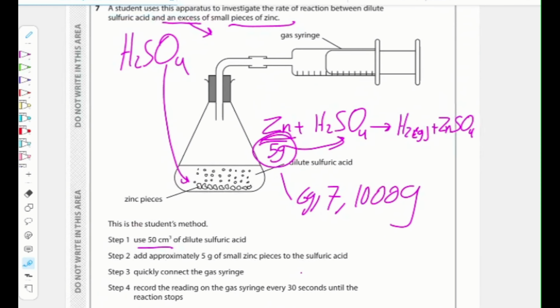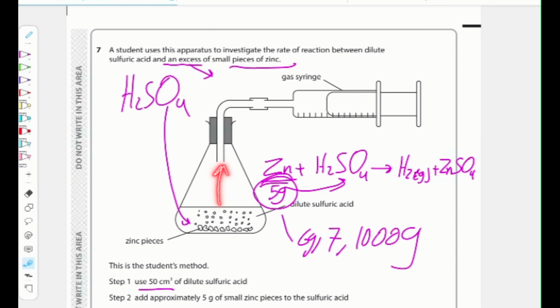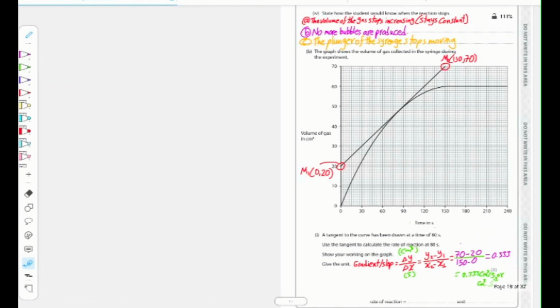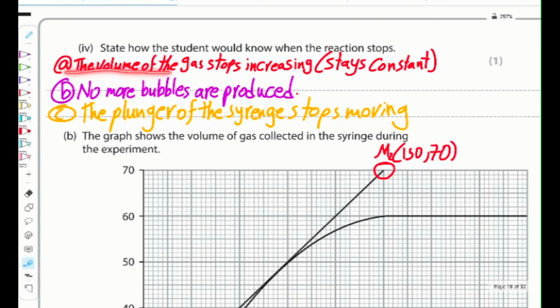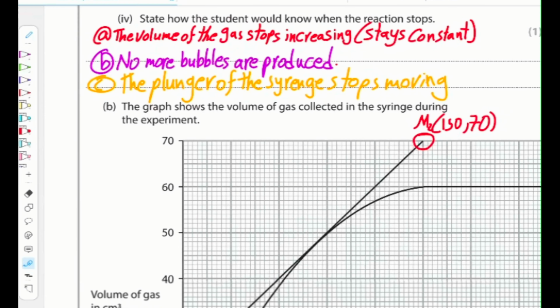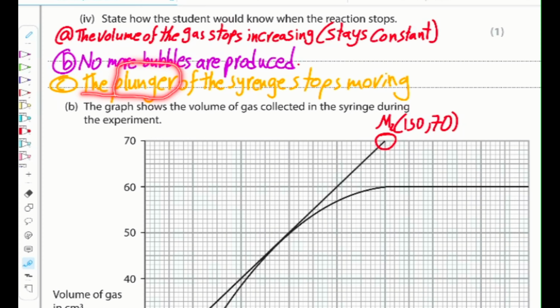So as long as the hydrogen is being released, it will have pressure, so it will push the handle backward in this direction. So when the volume stops increasing, or when the gases stop being released, then the reaction is over. Here the volume of the gas stops increasing inside the syringe, no more bubbles. This is logical. And the plunger, yes, this is the handle or the plunger of the syringe, stops moving.